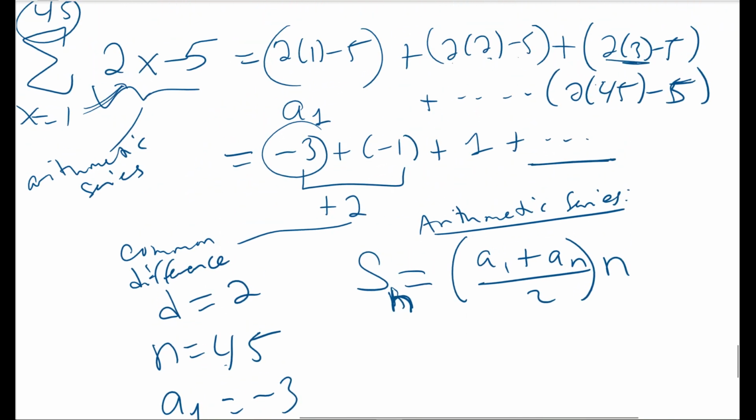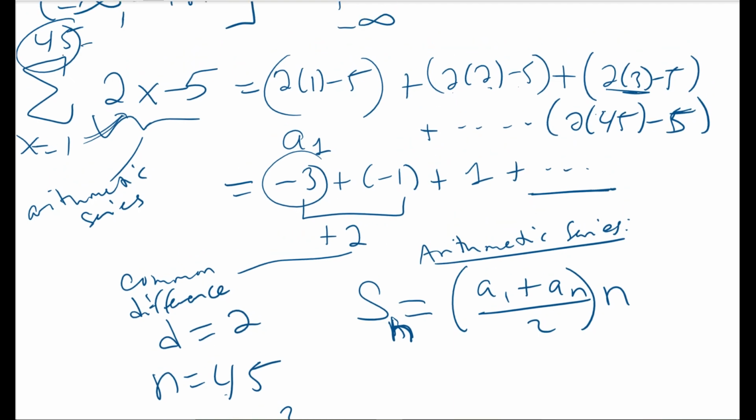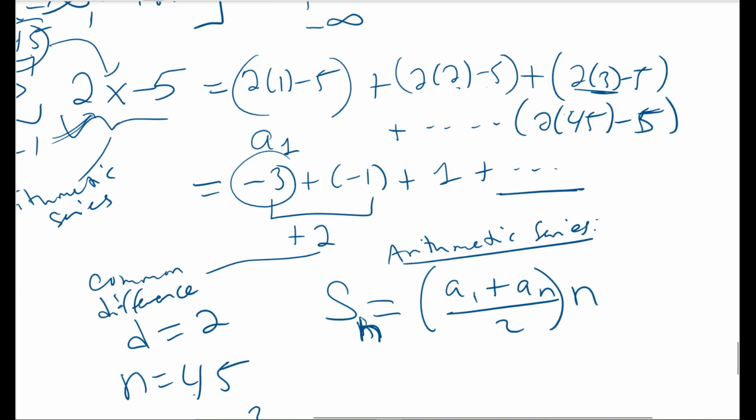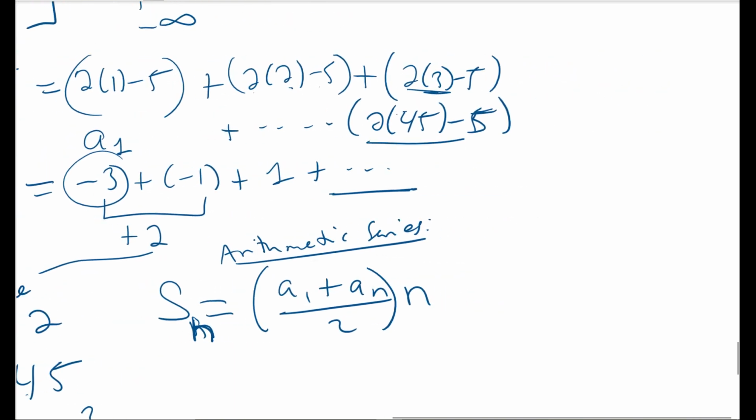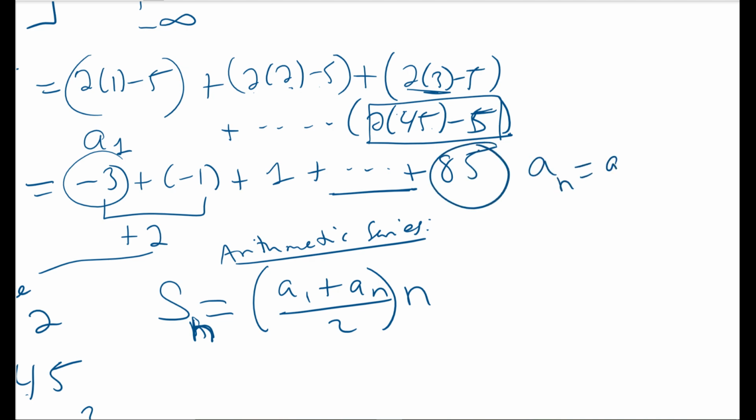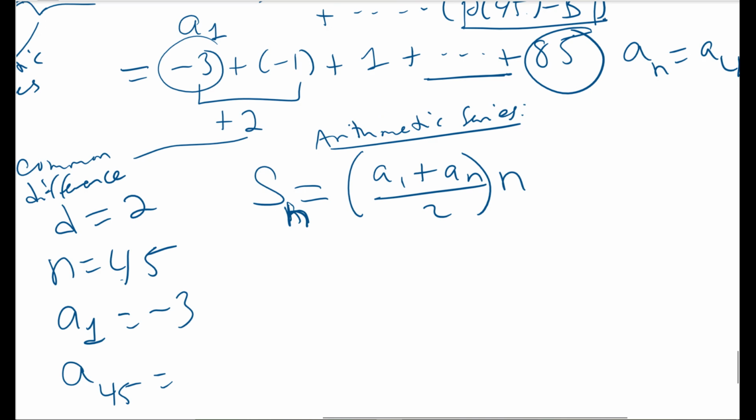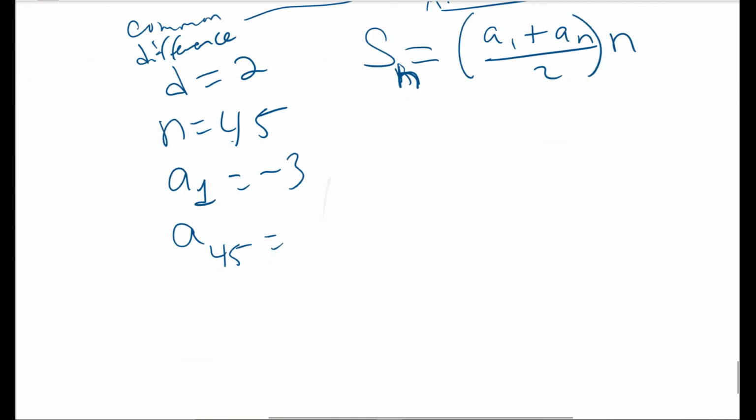How do we find that? Well, we just plug in 45 into x here. Okay, so we're going to plug in 45 now. If we do that, well, that's this guy right here, right? 2 times 45 minus 5. So if you do that, you get, well, 2 times 45 is 90. 90 minus 5 is 85. And this is our An, which is the same thing as our A45 in this case. All right, so A45 is now, we know it's 85.